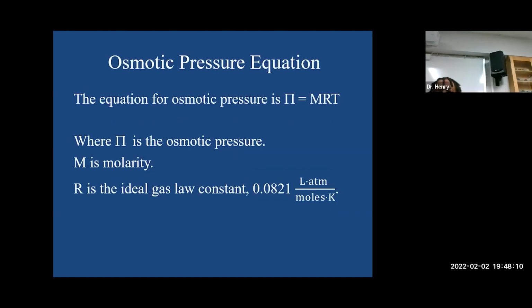Okay, osmotic pressure equation. Now, this is going to look very familiar. Pi equals MRT. Does it look familiar? PV equals nRT, where pi represents the osmotic pressure, M represents the molarity, which is moles over volume, R represents the ideal gas constant, and T represents temperature.